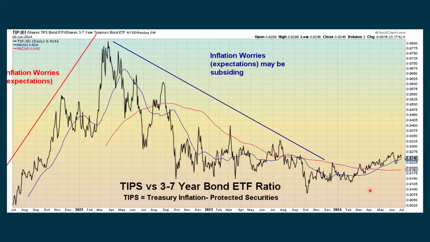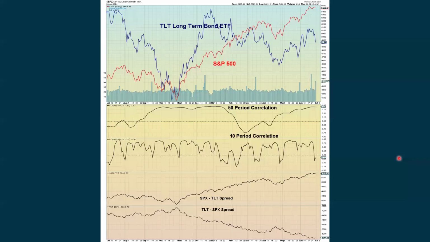Looking at bonds, this is TIPS, which are Treasury inflation protected securities. That's what folks get into when they're worried about rising inflation and rising interest rates. That's when they outperform. Then we compare them to 3 to 7 year bonds. They're still outperforming because the market's really confused right now about what's actually happening with interest rates.